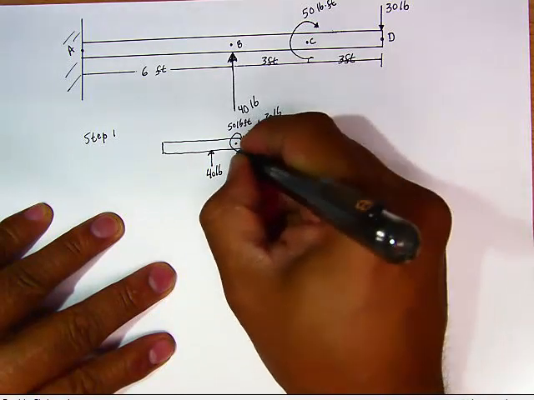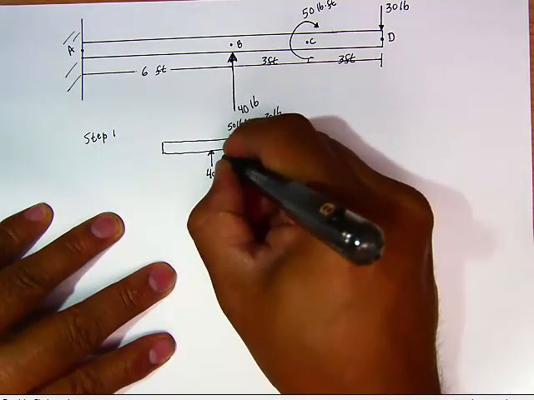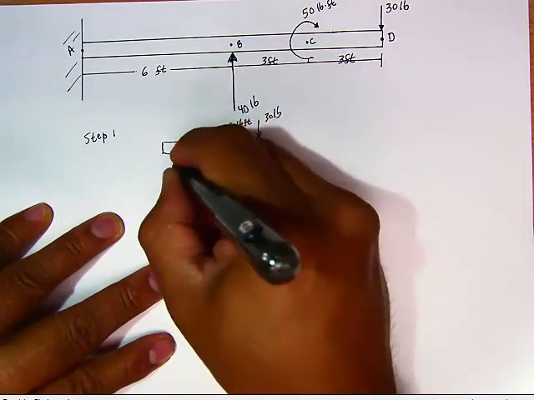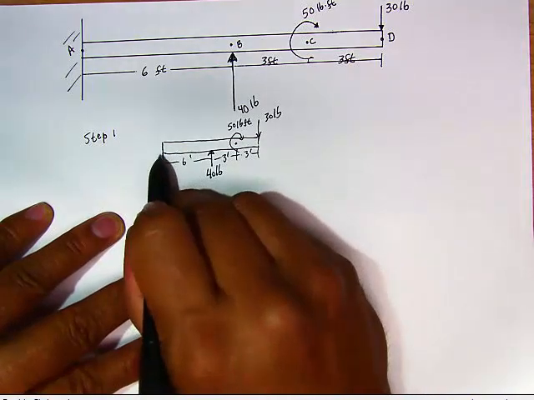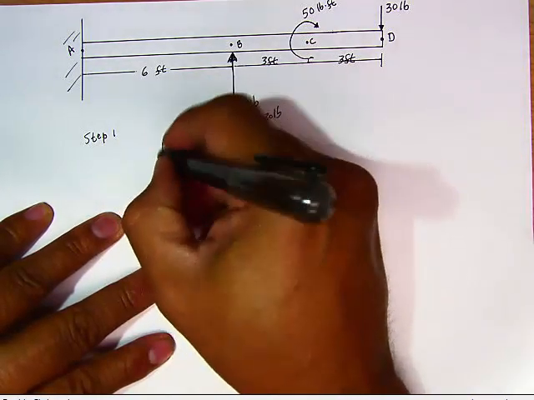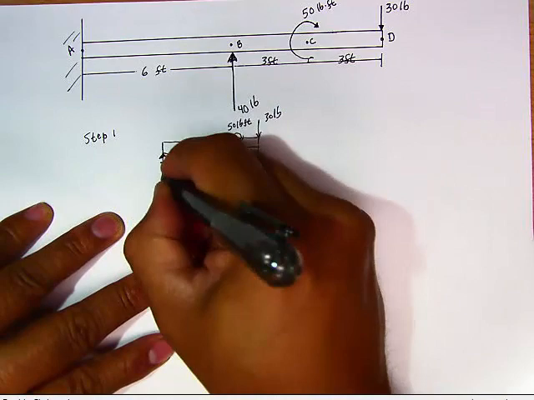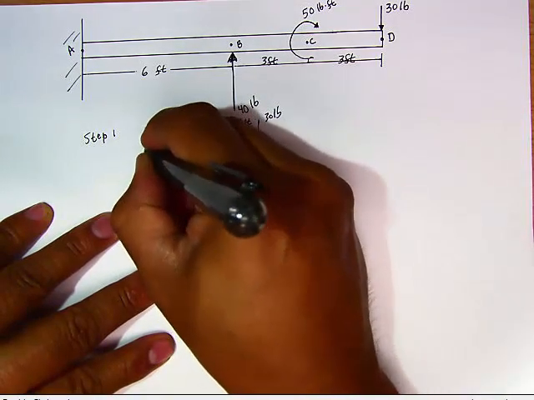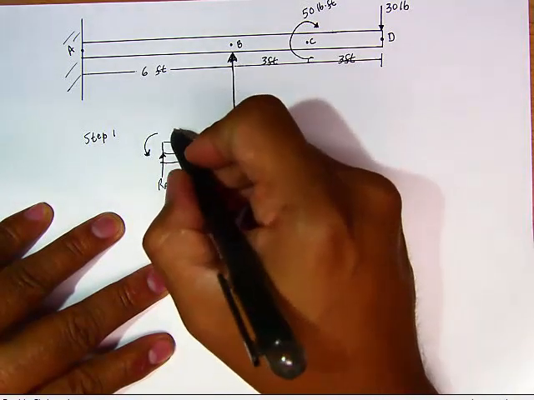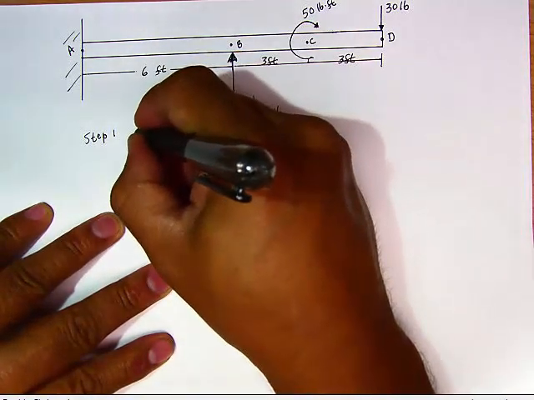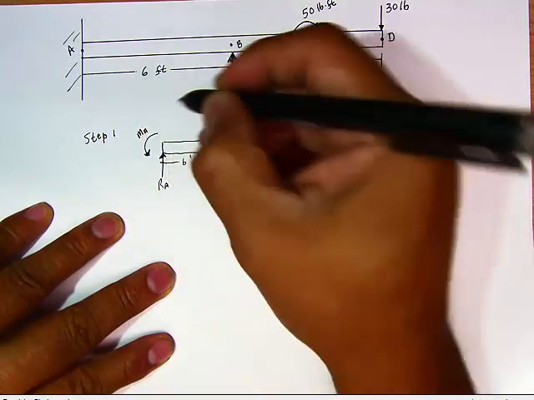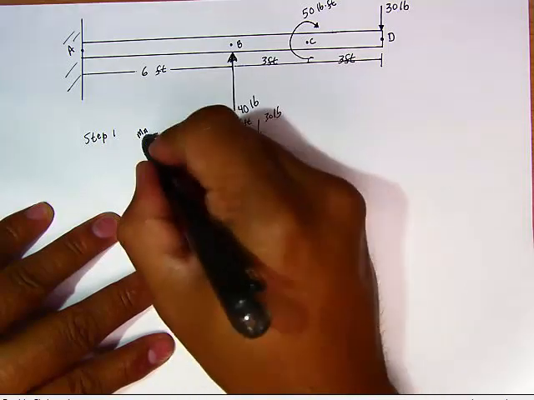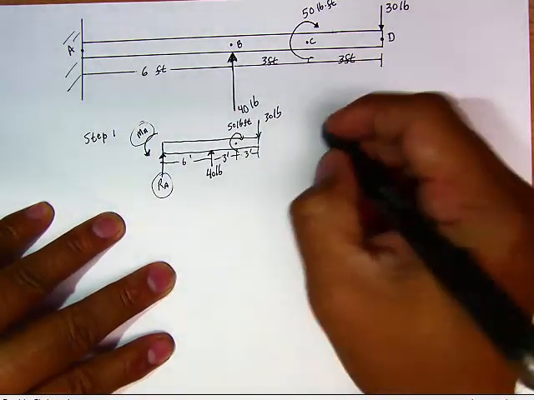This is, of course, 3 feet, 3 feet, 6 feet. And of course, at the base, at the wall, we have a reactive force, RA, and a reactive moment. I really don't know if it's located clockwise or counterclockwise. I'm going to call that reactive moment at A. Right. So let's solve for these two, the reactions.